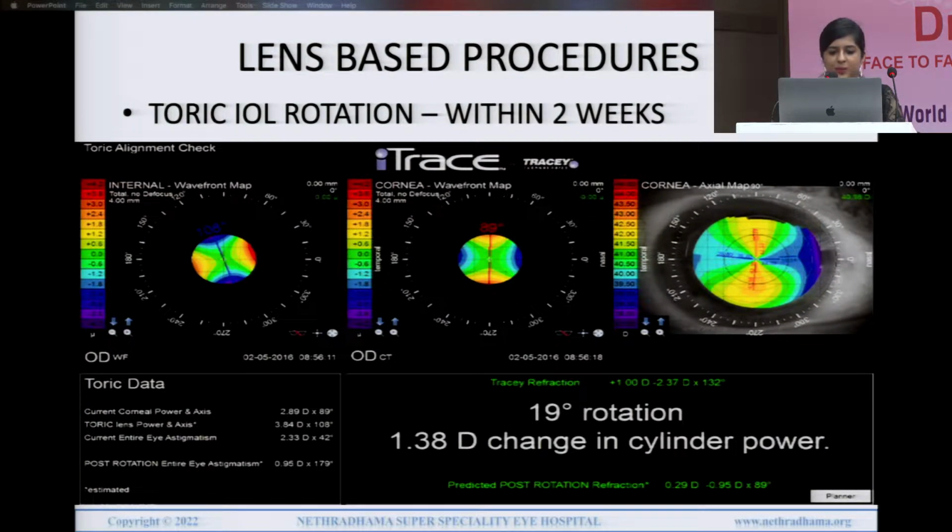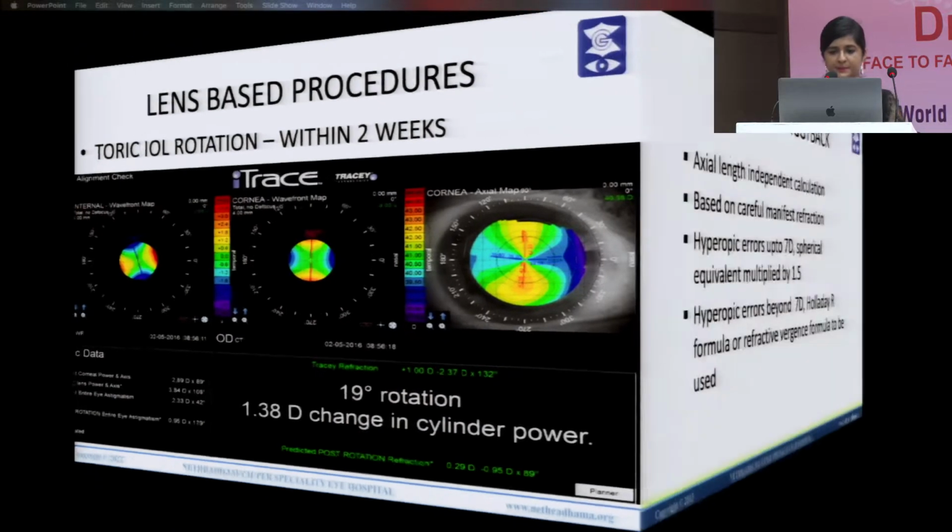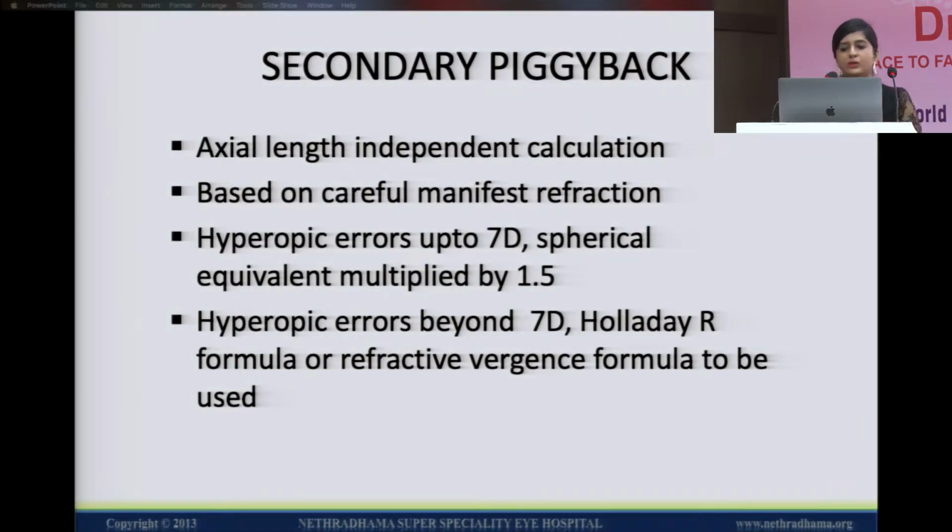Now, I'll be mostly elaborating on lens-based procedures, as Dr. Sri Ganesh and the other speakers have elaborated. Toric IOL rotation has to be done within 2 weeks. The eye trace is a useful tool in this. It tells you exactly how much rotation will give you how much change in the cylindrical power. So you can also do a secondary piggyback. This calculation is an axial length independent calculation, and it's based on careful manifest refraction basically.